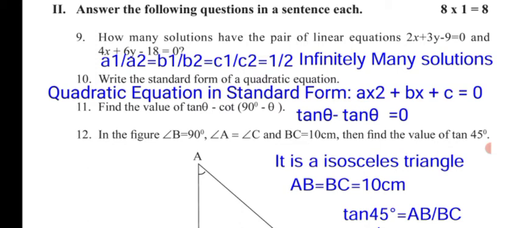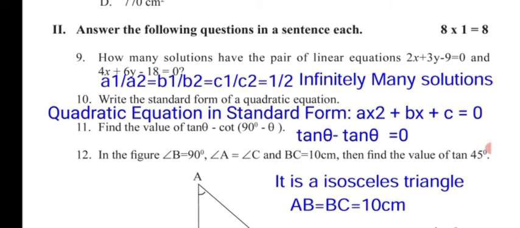So we have to see what are the values of a1 by a2, b1 by b2 and c1 by c2. We are getting here 1 by 2 only, which is constant here. So we have infinitely many solutions here.